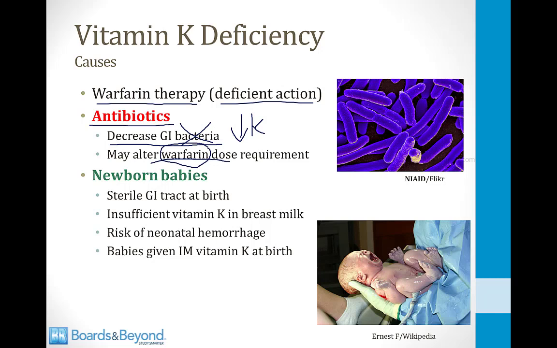Another clinical scenario where vitamin K deficiency may occur is among newborn babies, and that's because their GI tract is sterile at birth, so they're not going to get vitamin K from their GI bacteria. In addition, there's not a lot of vitamin K in breast milk, so there is a risk among newborn babies of dangerous neonatal hemorrhage if they don't get enough vitamin K from some other source. And for this reason, most babies are given an IM injection of vitamin K at birth to make sure that they don't develop any bleeding complications until a few weeks go by and they develop bacteria in their GI tract.